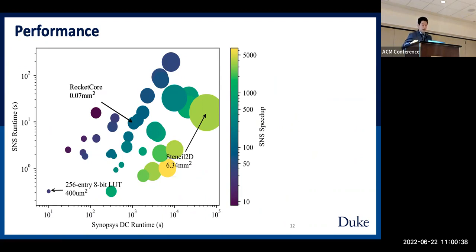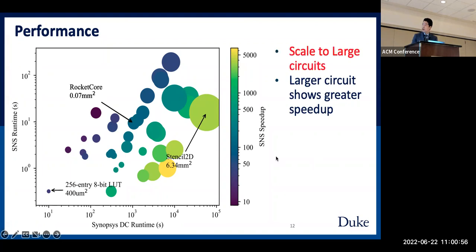And we can see that for larger designs with larger die area, it achieves much faster speed compared to our baseline, which is the Synopsys Design Compiler. And on average, SNS achieves 760 times faster speed compared to the Synopsys Design Compiler. Notably, this speedup was achieved using only CPUs to perform the neural network inference.